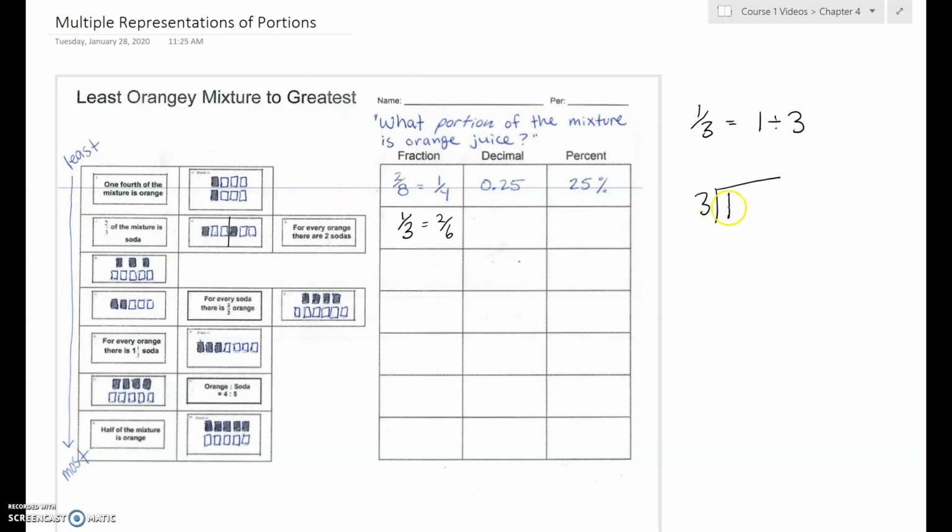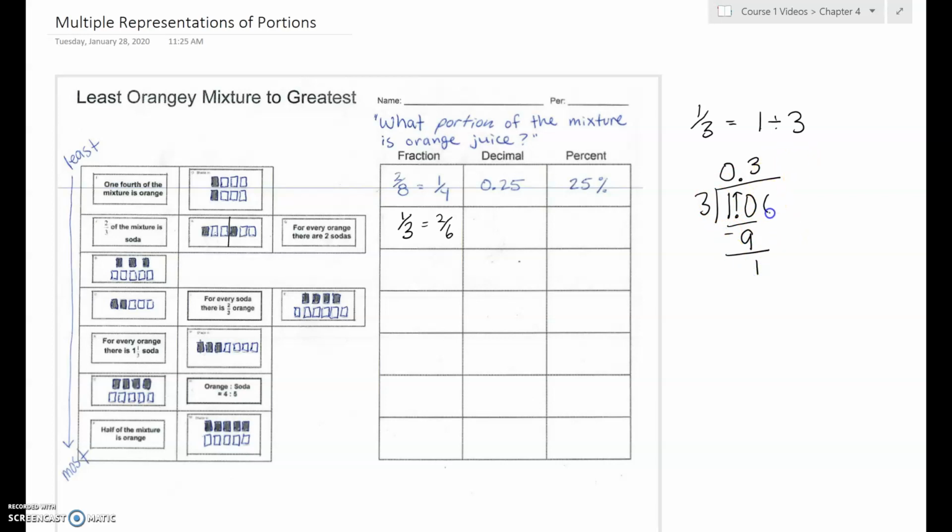We would now say, how many times does 3 go into 1? Well, it doesn't. 3 is larger than 1. So we put a decimal and a 0 down, bring the decimal point up. Now we're asking ourselves, how many times does 3 go into 10? How many groups of 3 can I make out of 10? That's 3 groups of 3. 3 times 3 is 9, with 1 left over.